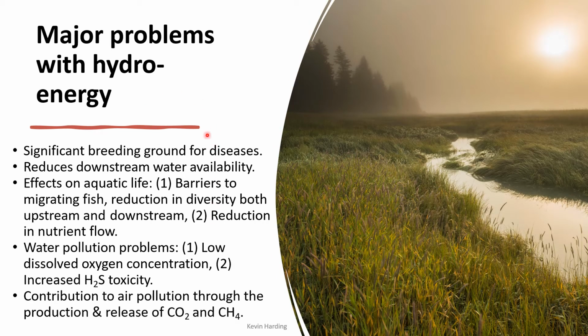So some of the other problems with hydro energy, the first one being that it's a ground for disease. Wherever you have stagnant water sitting, in dams and things like that, it's easy for bacteria to grow in stagnant water. I've already mentioned this: we are going to reduce downstream water availability. It can also affect the aquatic life, any of the plants and things like that. Any of the fish that are trying to go upstream or downstream are now blocked by a dam wall where you've got your hydroelectricity. It can also have issues with dissolved oxygen concentrations as well as increased toxicity.